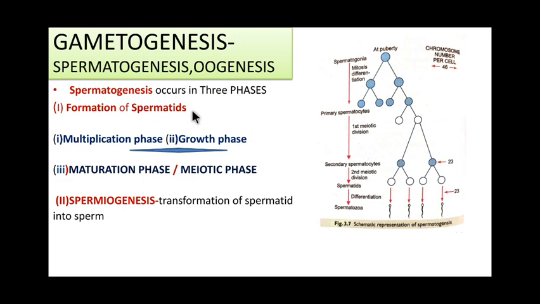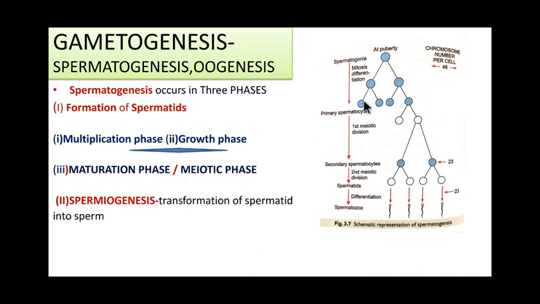Spermatogenesis is a continuous process. It means formation of the sperm, and it is divided into two stages. First is the formation of the spermatid, which has three phases. Multiplication phase, where the germ cells of the gonads multiply by mitosis. Then the growth phase, where the germ cells grow in size. And then the maturation phase, where meiosis takes place to produce the gametes. And then there is spermiogenesis, that means formation of the spermatozoa from the spermatid.